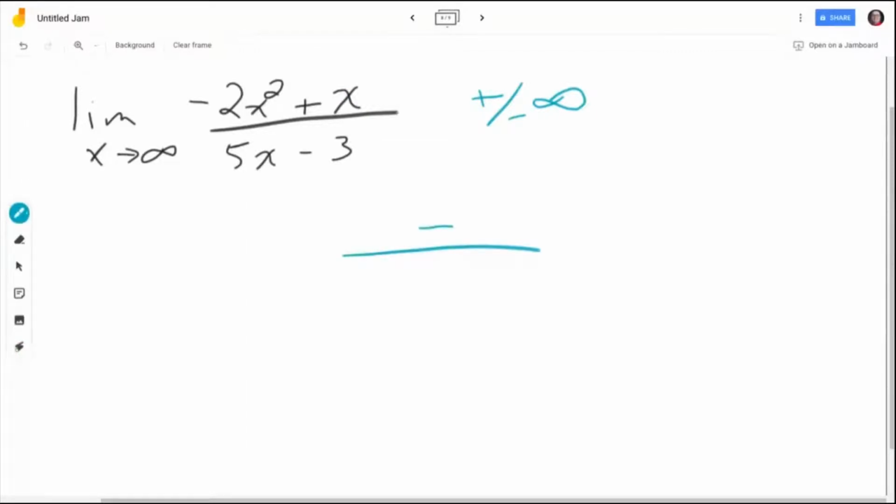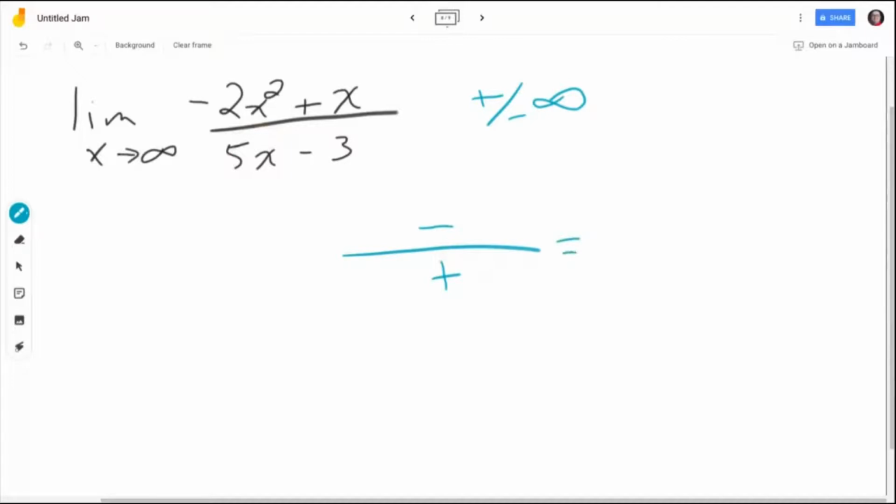Let's look at the denominator. We're plugging in infinity into here. 5 times infinity is going to be positive infinity. This -3 is super insignificant. Don't care about it. It's going to be positive. Now, since the numerator is negative and the denominator is positive, negative divided by positive, that's a negative.